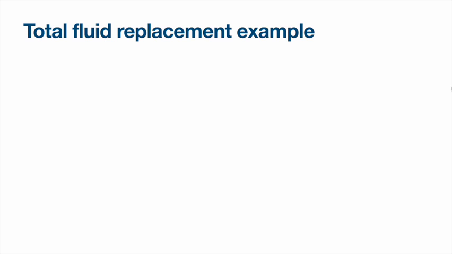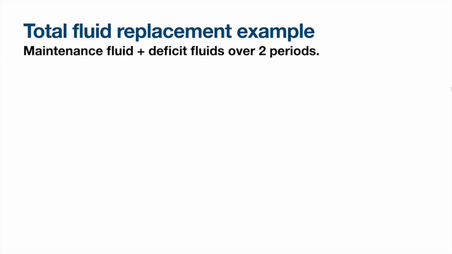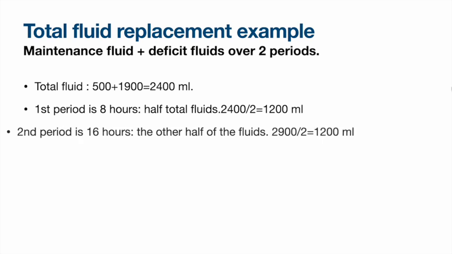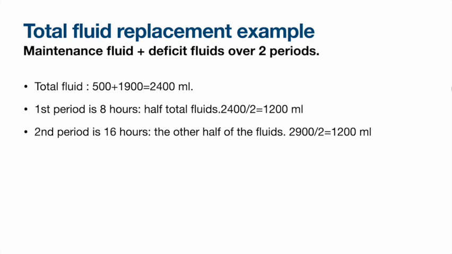And now what will be the total fluid replacement? So we will combine both the maintenance fluids and deficit fluids, the 1900 plus the 500, and then we give it over 2 periods, so we got 2400. The first period over 8 hours, we will give 1.2 liters or 1200, and the next 16 hours we will give the other 1200.